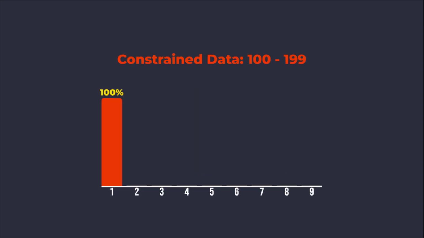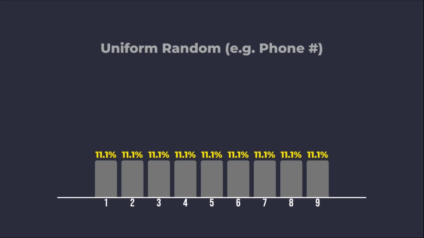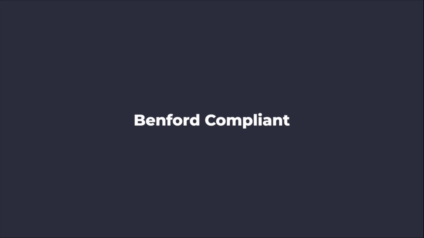If the data is artificially constrained, such as prices capped between 100 and 199, the distribution will be skewed toward the digit 1 and will not follow the Benford curve. Data generated randomly from a uniform distribution, like telephone numbers or specific identification codes, also fails to conform.